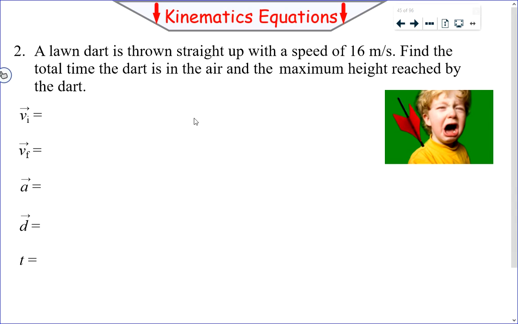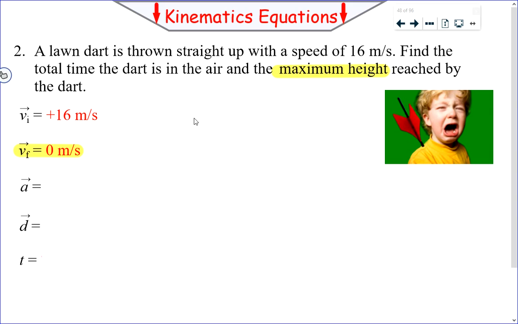Number two, a lawn dart is thrown straight up with a speed of 16 meters per second. Find the total time the dart is in the air and the maximum height reached by the dart. So I'm going to start off by saying that Vi is 16, positive 16 because the dart is thrown up. And I'm going to play a little game here, a little trick. I'm going to say that Vf is 0 because I'm interested in knowing what the maximum height is. And at the maximum height, the dart will stop.